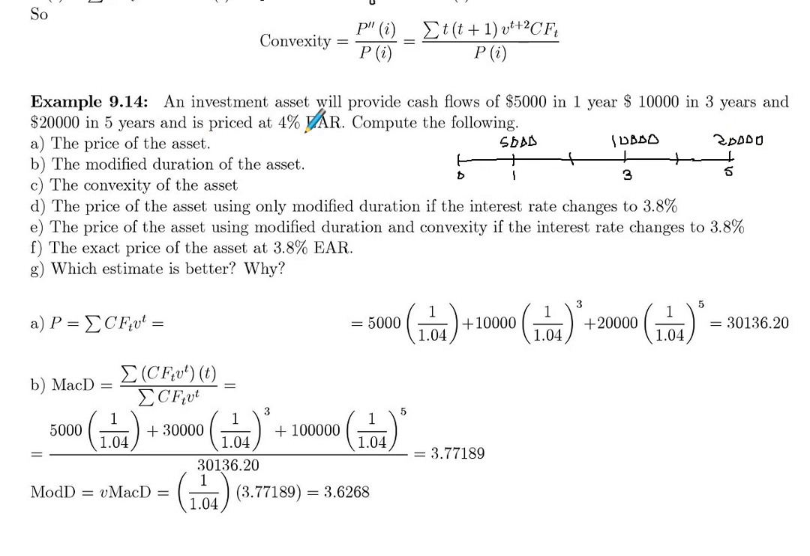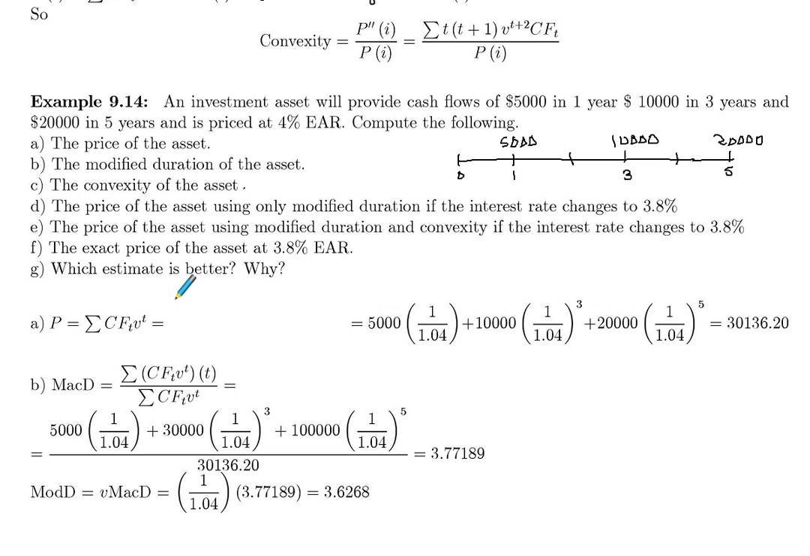And it's priced at 4% effective annual rate. We want to compute the following: the price of the asset, the modified duration, convexity of the asset, the price of the asset using only modified duration, so that we had done previously, and that's if we had a small interest rate change to 3.8, and then the price using modified duration and convexity. So I want to see how much convexity corrects our approximation with a change to 3.8 again, and then compare those to the exact price at 3.8%, and then look at what is a better estimate and why.